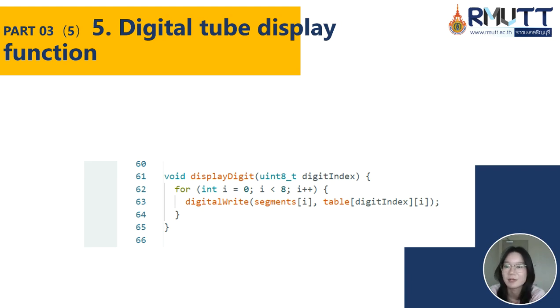This is part 5, digital tube display function. This function controls the display of a specified number by looping through the 8 segments and setting the level of each segment according to the data in the code table, thereby lighting or extinguishing the corresponding segment to form a number.